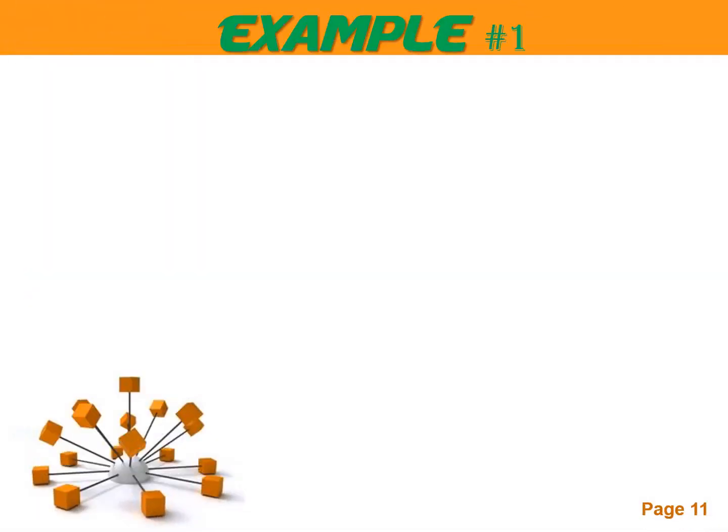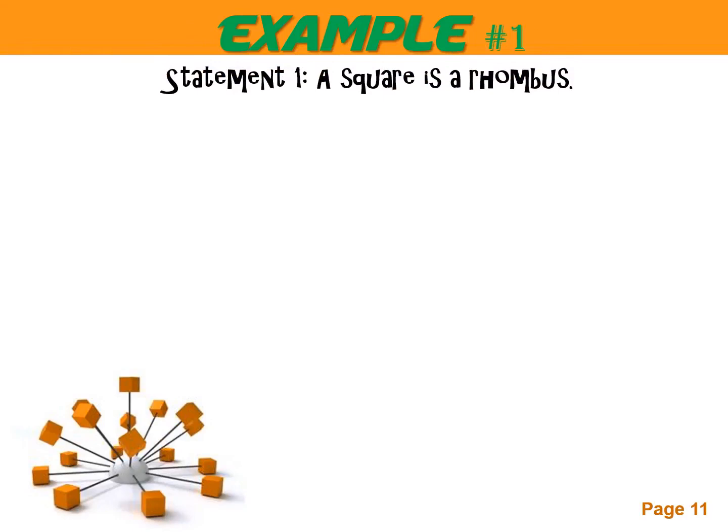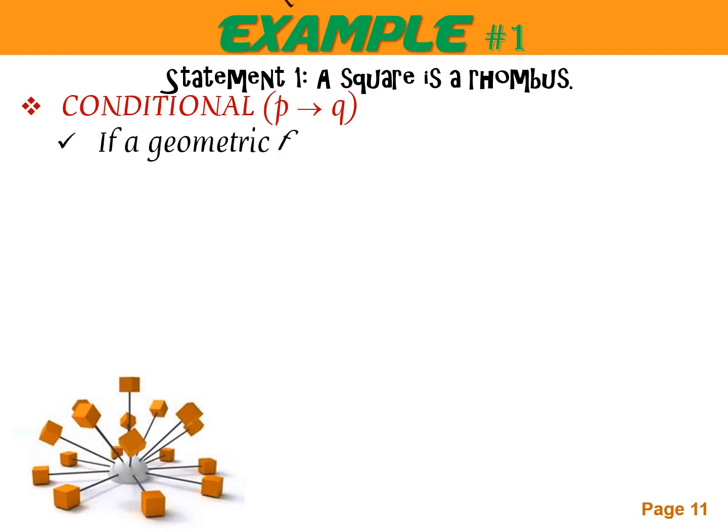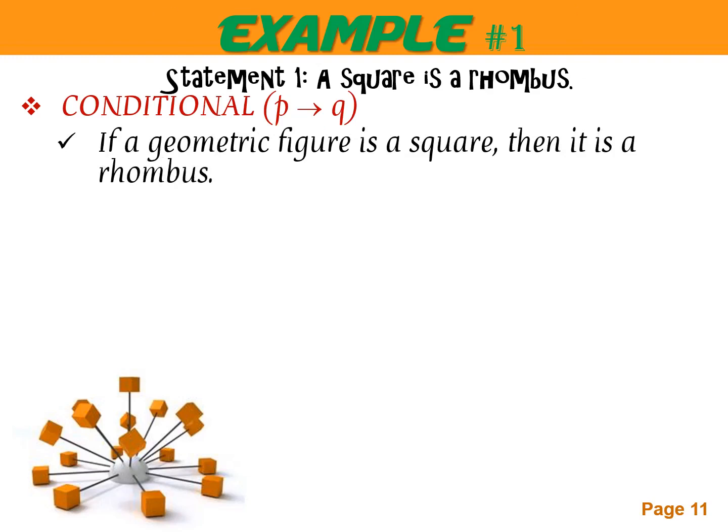Okay, let's have an example. Let's have this statement, a square is a rhombus. This is not yet written in an if and then form. So the first thing that we're going to do is to write it in a conditional statement, or if and then. So we can have, if a geometric figure is a square, then it is a rhombus. From here, we can now get the converse, inverse, and contrapositive of that conditional statement.